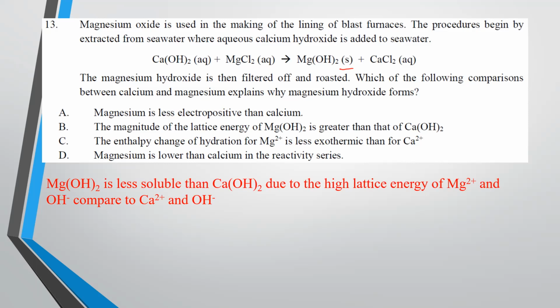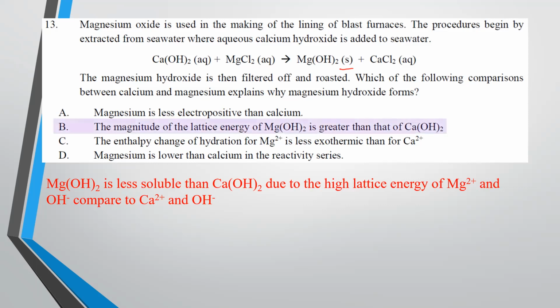So B is possible. And C, the enthalpy change of hydration is less exothermic than Ca2+, which is wrong because of the smaller size of the Mg2+. Therefore, you have a higher enthalpy change of hydration. So C is wrong. And finally, D, magnesium is lower than calcium in reactivity series, which is also wrong in terms of E0 value. Magnesium is more negative than calcium.